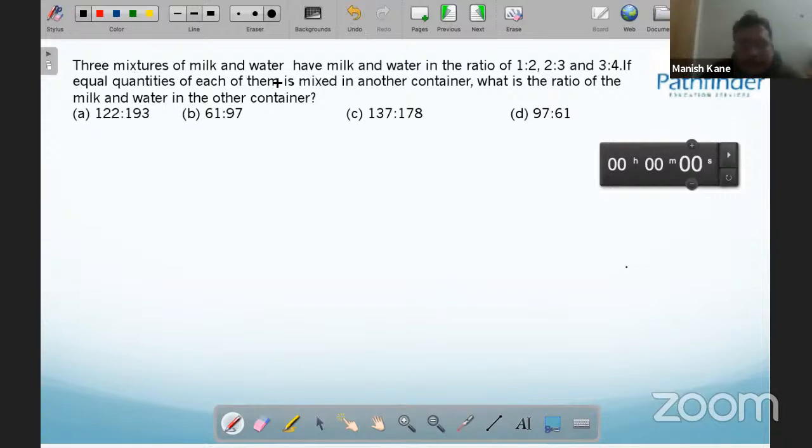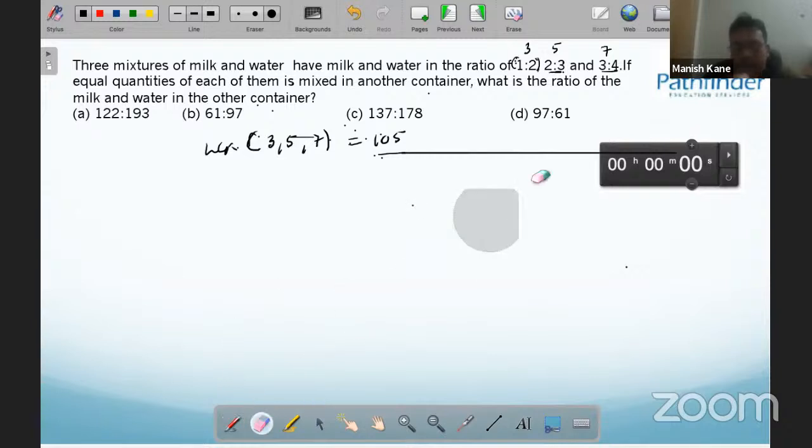So three mixtures of milk and water have milk and water in the ratio of 1:2, 2:3, and 3:4. If equal quantities of each of them is mixed in another container, what is the ratio of milk and water? Now, the best way to solve this is to take the total quantity in such a way that it is a multiple of 1 plus 2, 3, 2 plus 3, 5, and 3 plus 4, 7. Right? What is the LCM of 3, 5, and 7? LCM of 3, 5, and 7 happens to be 105.